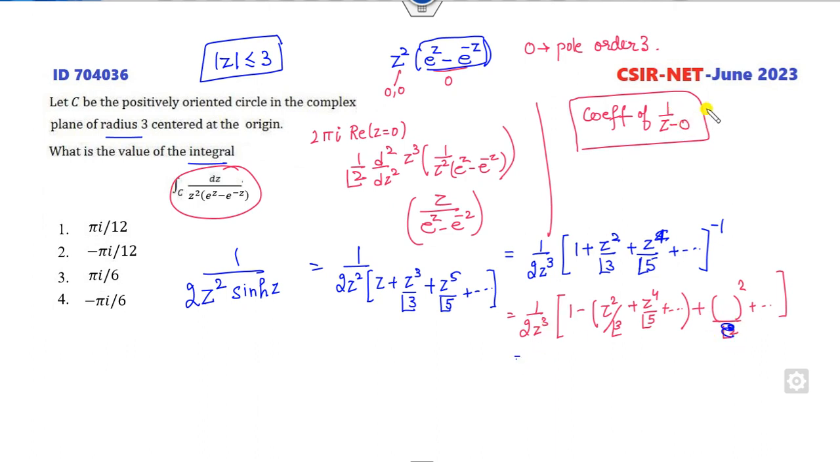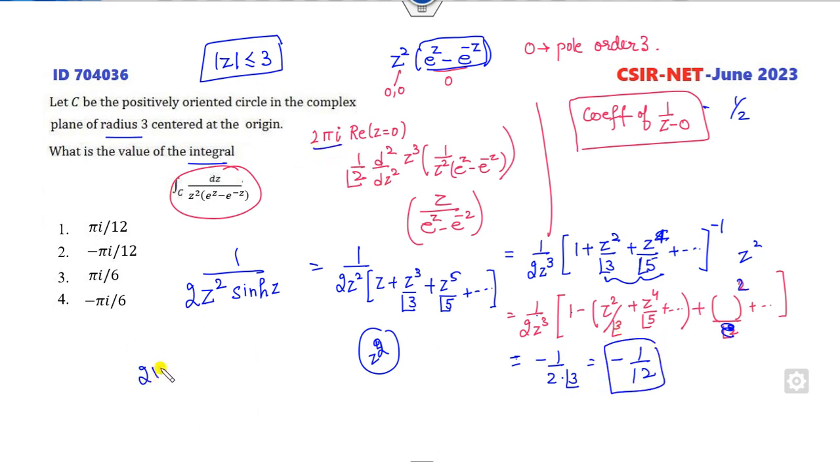Now I need the coefficient of 1 by z. It is already z cube in the denominator, so I need to consider the z raised to power 2 term. The first term is not there. This portion gives minus 1 over 2 into 3 factorial. The next is a z to the power 4 term, so it will not be there. Can any other term involve z square? No, because when you square them, it is z raised to power 4. So the coefficient is minus 1 over 6 times 2, that is minus 1 over 12. So the right answer is 2 pi iota into minus 1 over 12, which is minus pi iota by 6.